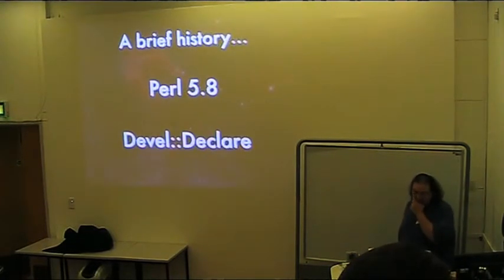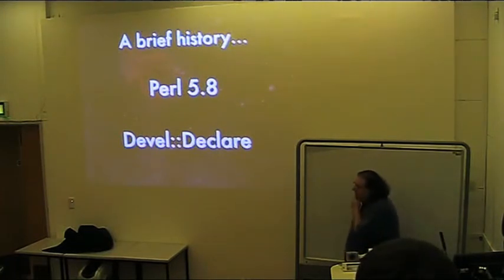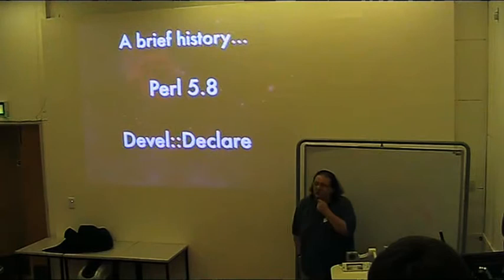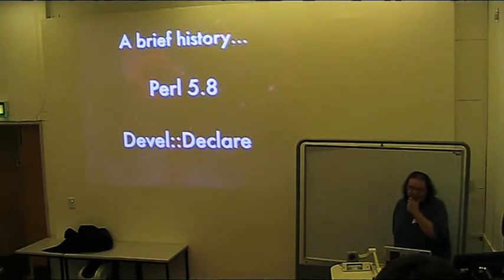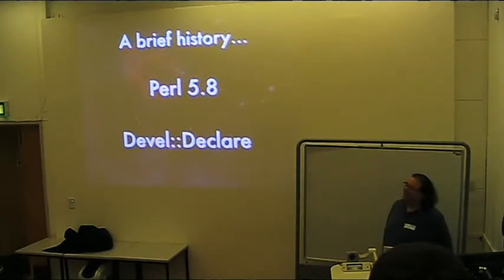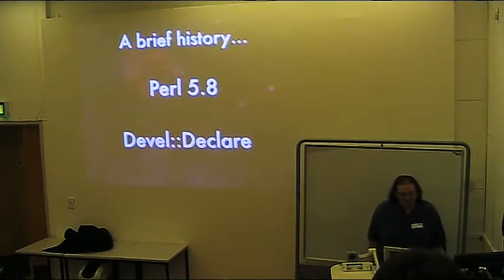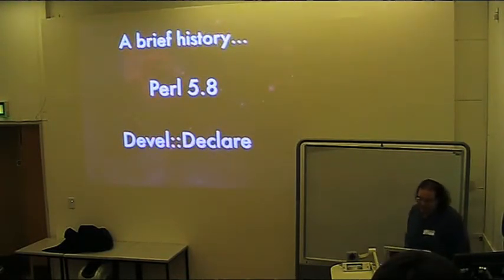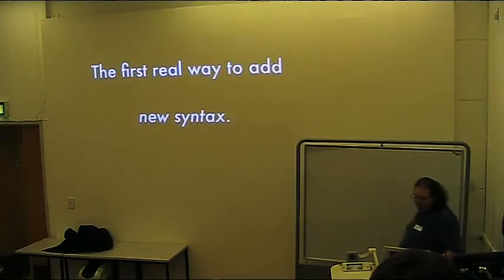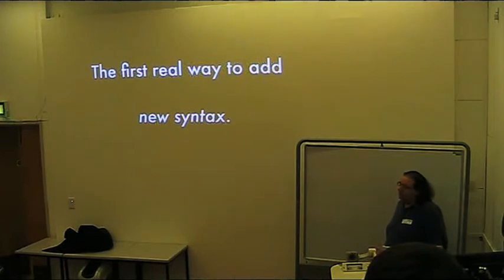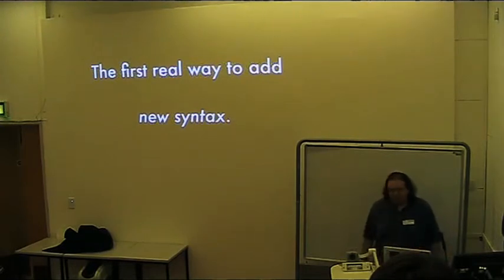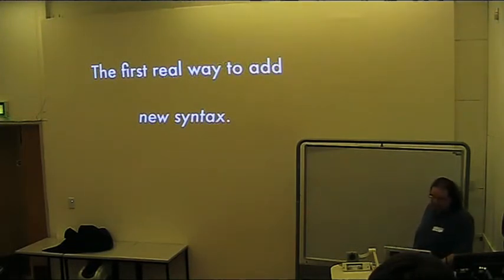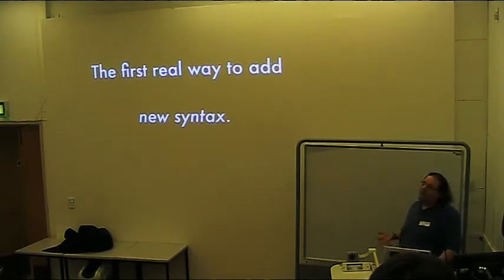So, to rectify this, when Perl 5.8 came around, this little bit of insanity called Devel declare showed up. You can thank Mr. Matt Trout and others. This was a major advance because it was the first way that we had that we could really add new syntax to Perl. And this was new. We had source filters and stuff before, but source filters, as we know, are a crazy idea and usually terrible. And Devel declare was a way that we could really interface at a low level with the parser.